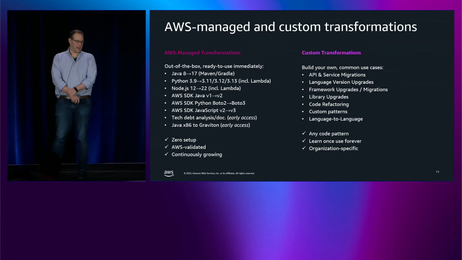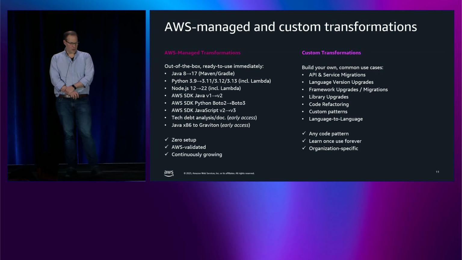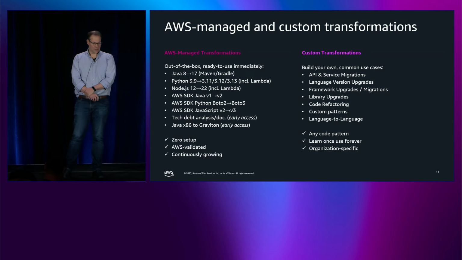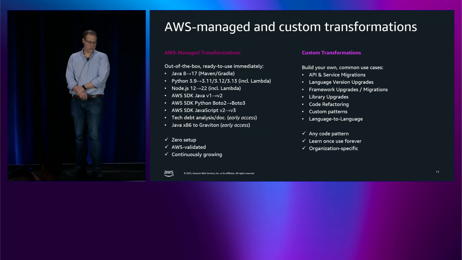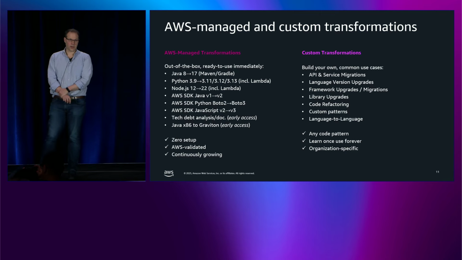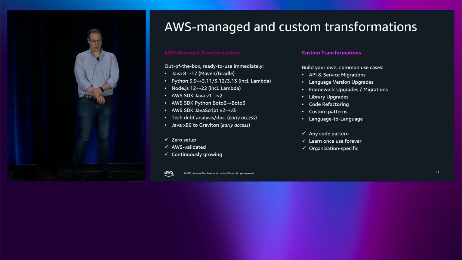We also provide AWS managed transformations for very common scenarios. Java runtime upgrade, Python runtime upgrade, Node runtime upgrades, AWS SDK upgrades, and we also have a few early access ones, tech debt analysis and x86 to Graviton for Java. These transformations are zero setup. We validate them on very, very wide benchmark suites, and we're continuously growing the number of transformations that we provide natively. We also, and importantly, allow you to build your own.